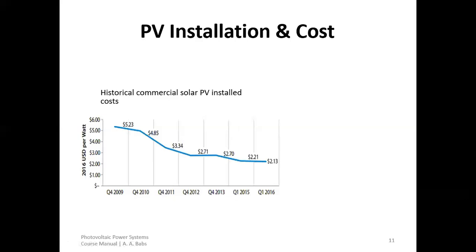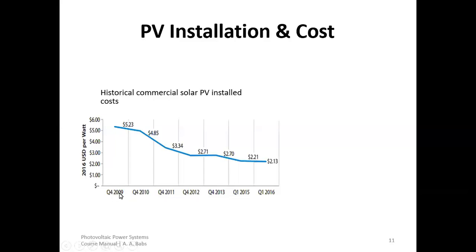One quarter is equal to 3 months. So Q1 is the first 3 months. Q2 is going to be from April to June. Q3 is going to be from July up until September. And then Q4 will be October to December. So Q4 2009 is October to December.